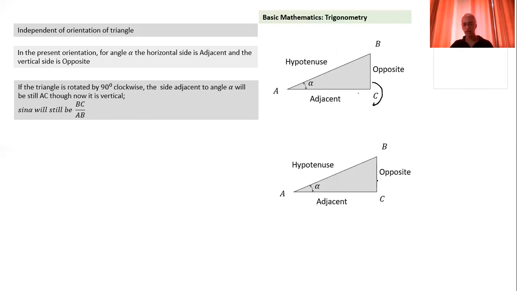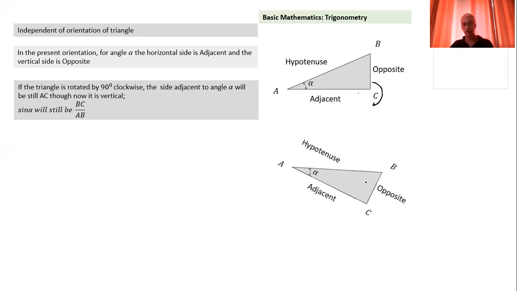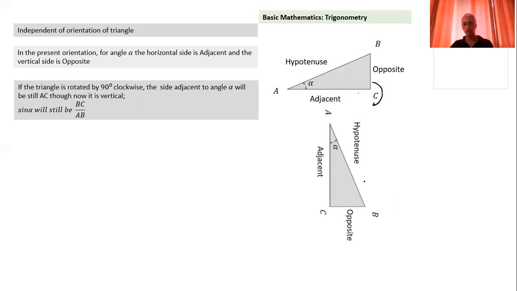So this is the triangle. Let's start rotating it. If I rotate by 90 degrees, this is how it will rotate. What has happened here? The angle alpha, which was here in the base, has gone onto the top. But still, this is the side forming angle alpha. So this will be the adjacent side, and the other one is the opposite side. If I calculate sine alpha in this triangle also, it will still be BC by AB. So the important point we notice here is that it is independent of orientation.